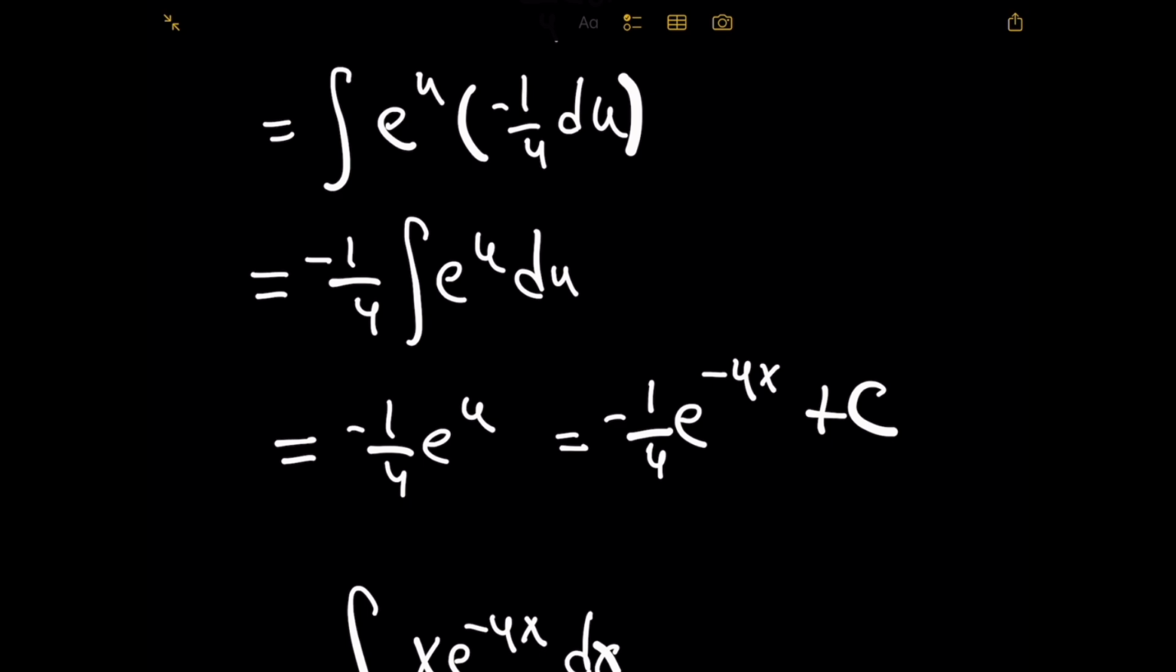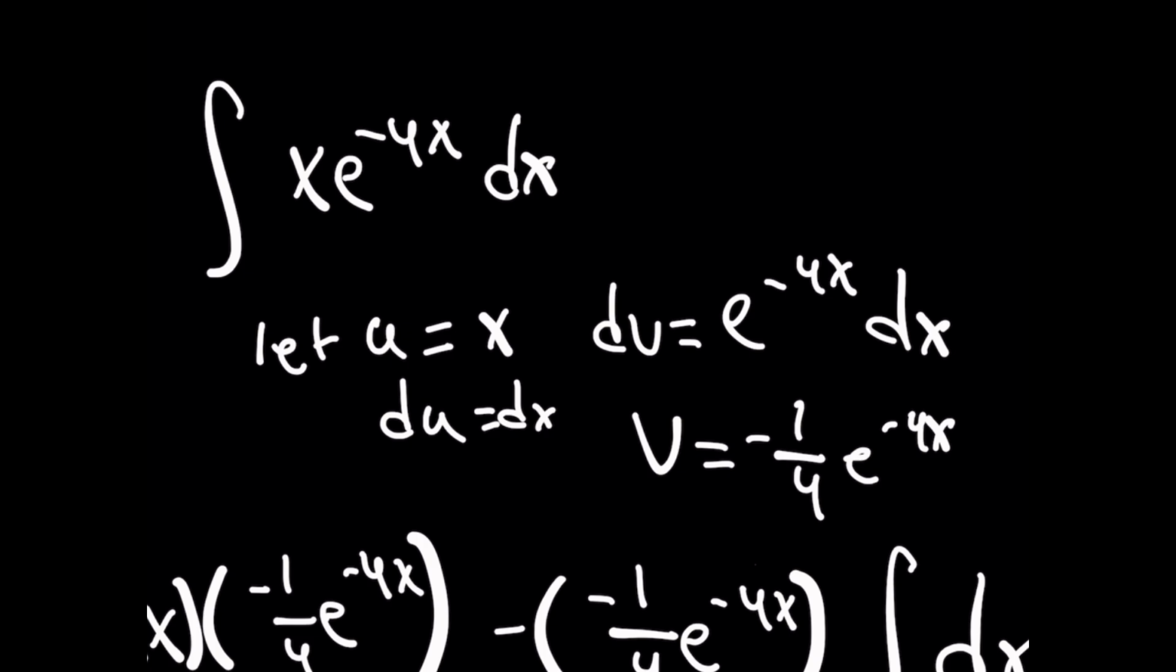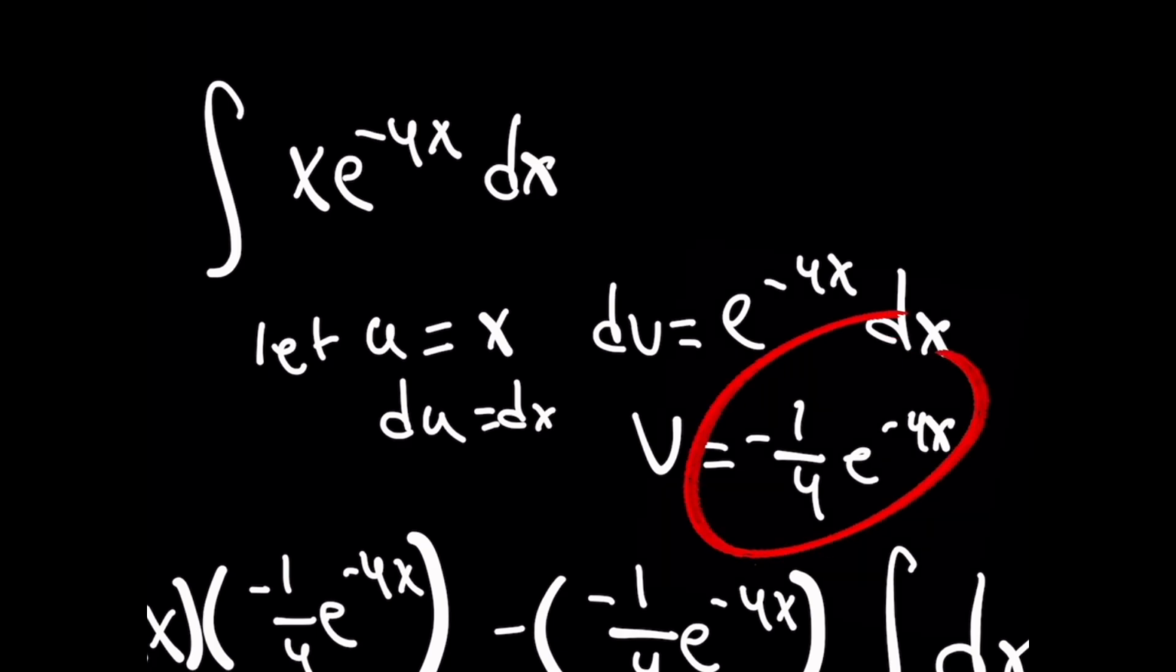Okay, so going back to the original problem, remember we chose u and dv before. So for the v term, you take the integral of e to the negative 4x dx, and we did that above. So v will simply be our previous answer of negative 1/4 e to the negative 4x.